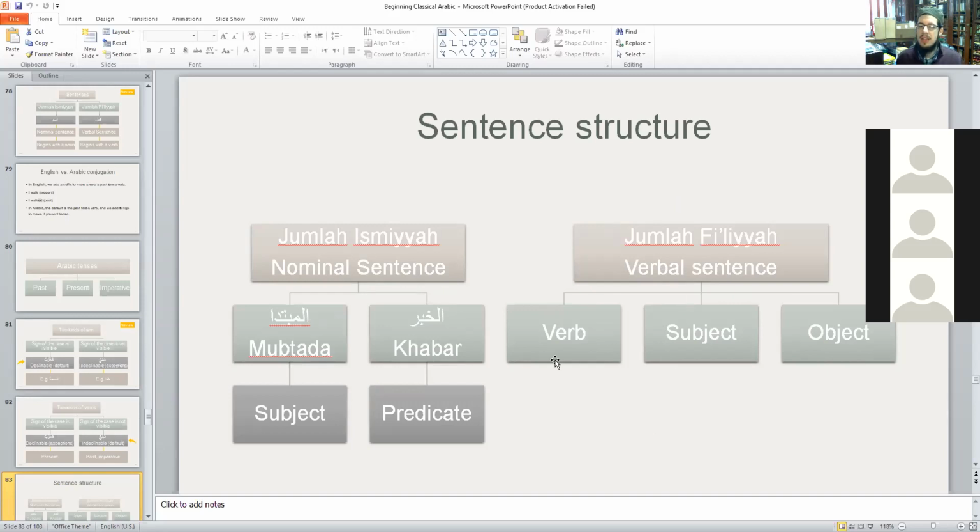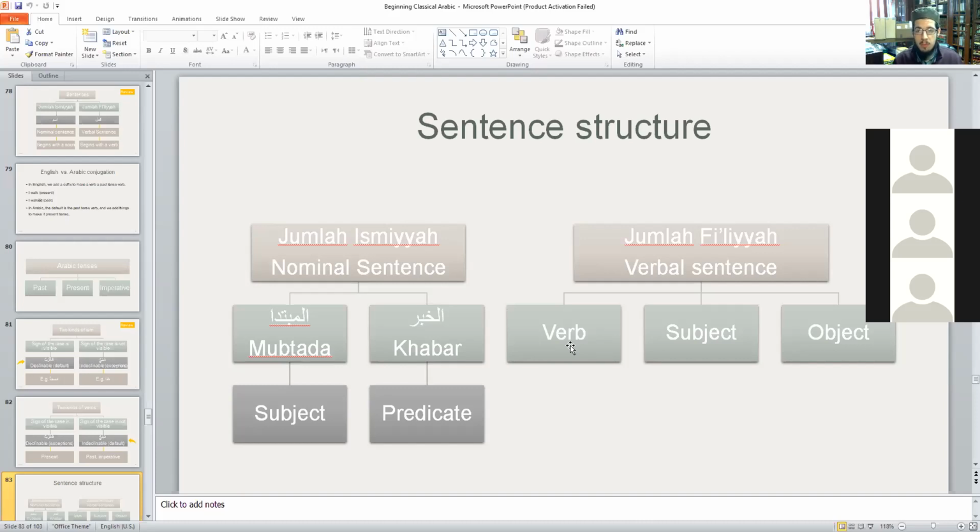A jumla fi'liya begins with a verb, and this is the most common sentence structure in Arabic. The default sentence structure in Arabic is jumla fi'liya. If you look through just the last 3 pages of the Quran, the vast majority of those sentences are verbal sentences.